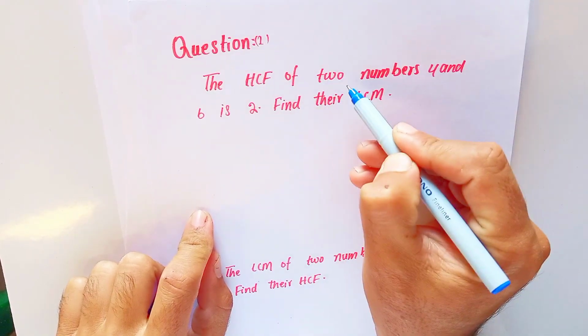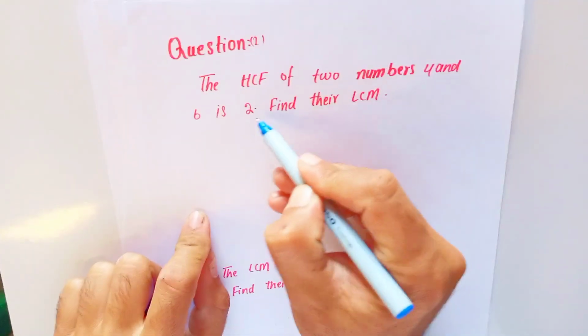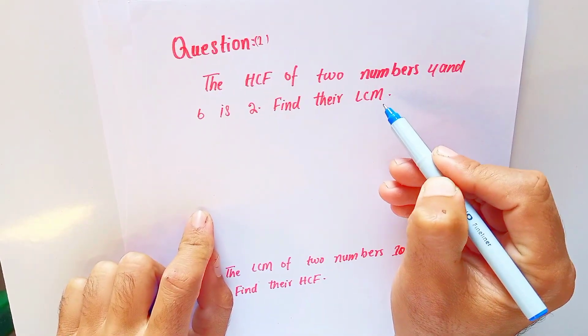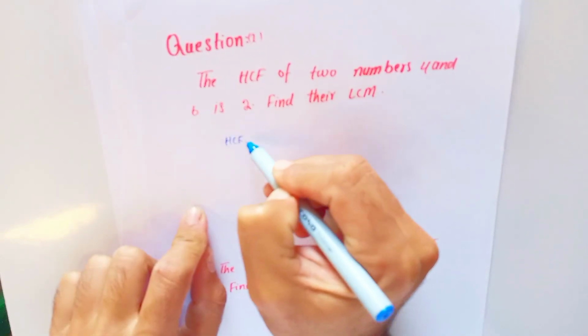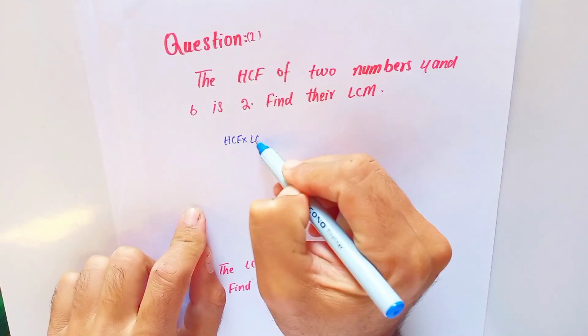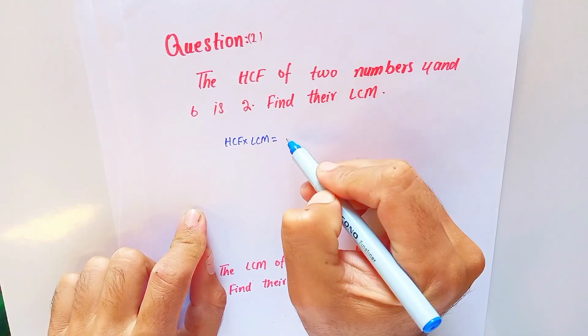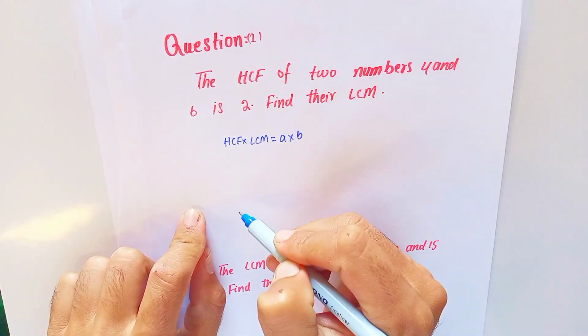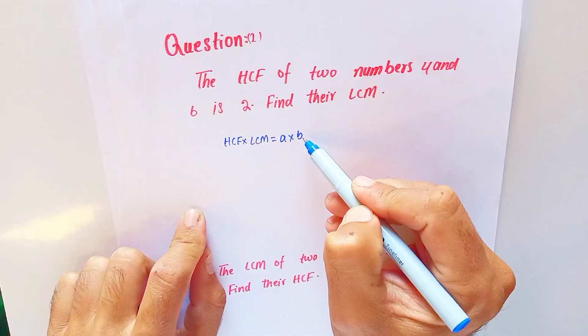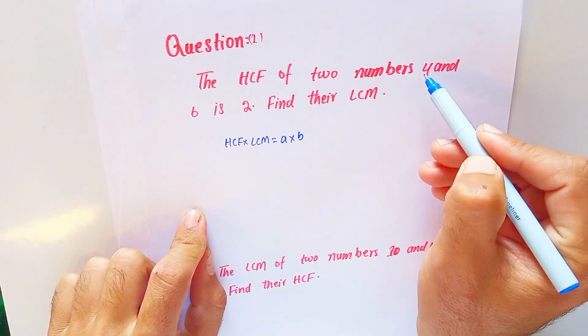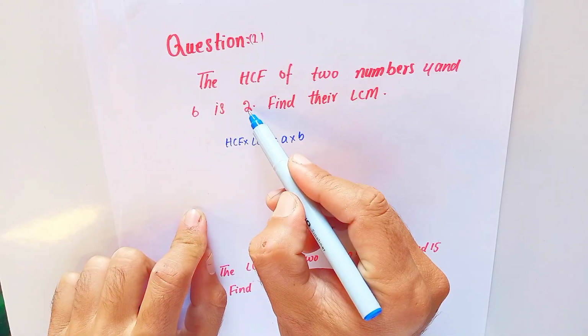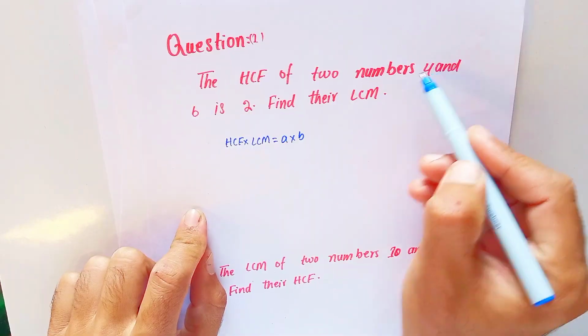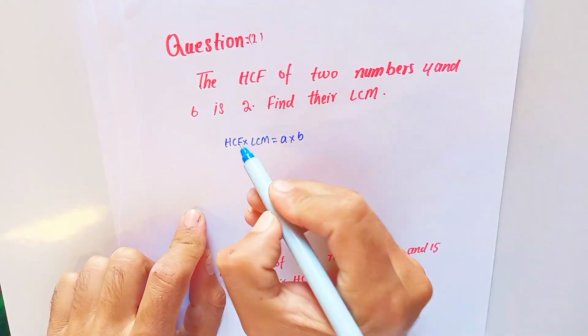The HCF of two numbers 4 and 6 is 2. Find the LCM. HCF multiplied by LCM is equal to A multiplied by B, right? Here A and B mean 6 and 4. So the HCF is 2 and the numbers are 4 and 6. HCF is equal to 2.